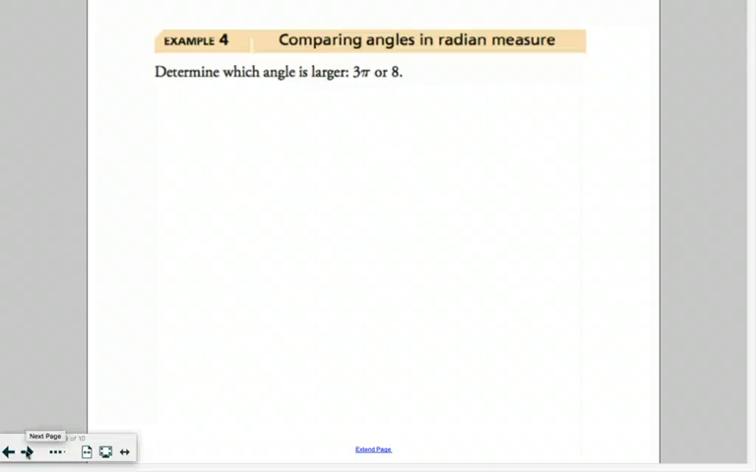Okay, so if we were to compare them, determine which angle is bigger, 3 pi or 8. Both of these are measured in radians, right? So if you don't see a unit on it, you can assume that it's meant to be measured in radians. If you see the degrees, you know it's degrees, right? So this is 3 pi radians versus 8 radians. Now, if you had these in degrees, would you know which one was bigger? Yeah, so maybe that's our strategy here. Let's convert them both into degree measurements, and then we can see which one actually has the bigger degree value.